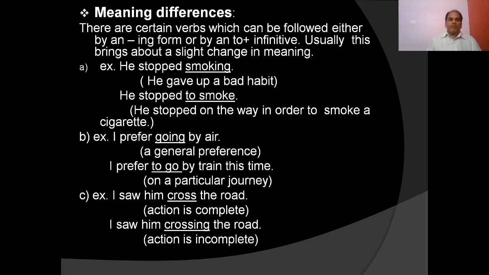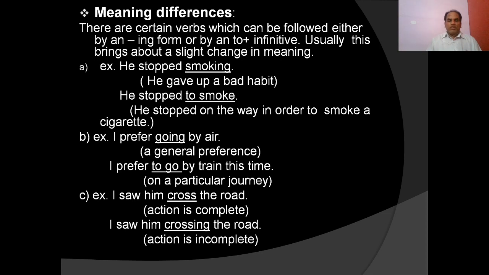Take another example of a different meaning. I prefer going by air. That means I am fond of going by air. Most of the time I go by air. It is a general preference. But I prefer to go by train this time, on a particular journey. When you think of a particular occasion, the to-infinitive is used. When it is a general preference, the -ing form is used.